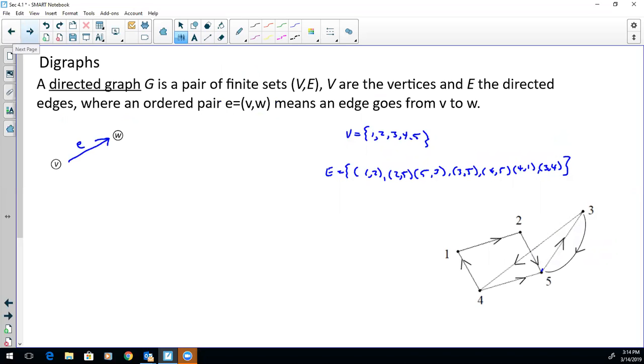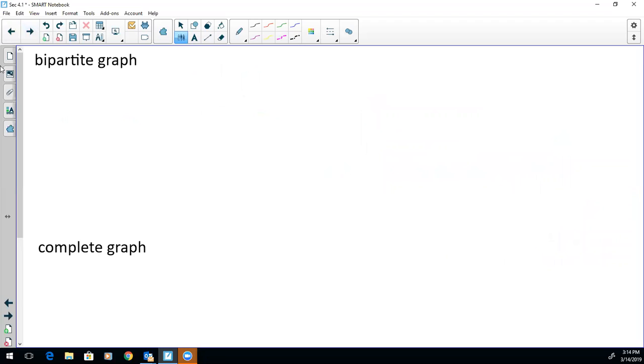Okay. Next idea on graphs is what's called a bipartite graph. If the vertices can be separated into two disjoint sets, let's call them V and W, where each edge joins a vertex of V with a vertex of W.